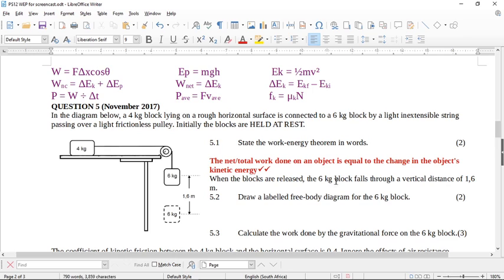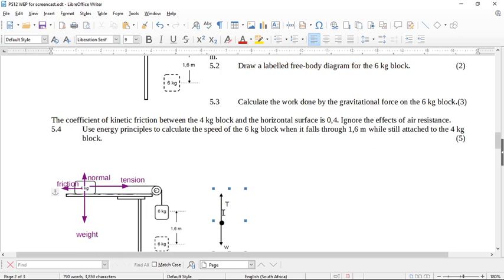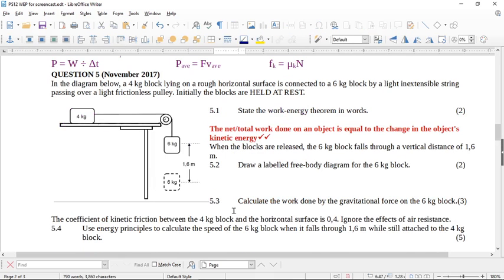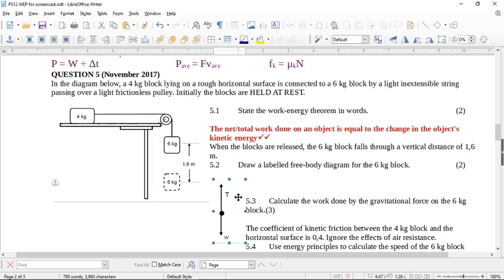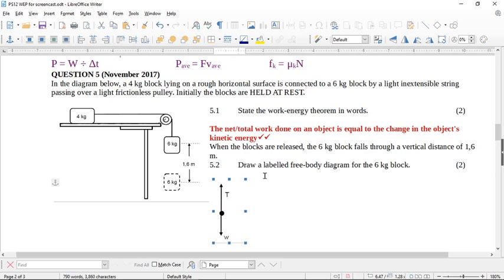When the blocks are released, the 6 kilo block falls through a vertical distance of 1,6 meters. Draw a labeled free body diagram for the 6 kilo block. Here's a labeled free body diagram for the 6 kilo block. Okay, we've only got 2 forces on the 6 kilo block. There's the tension in the string upwards and the weight of the block downwards.